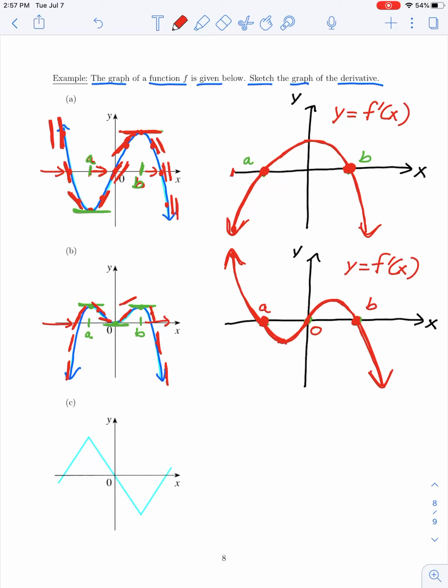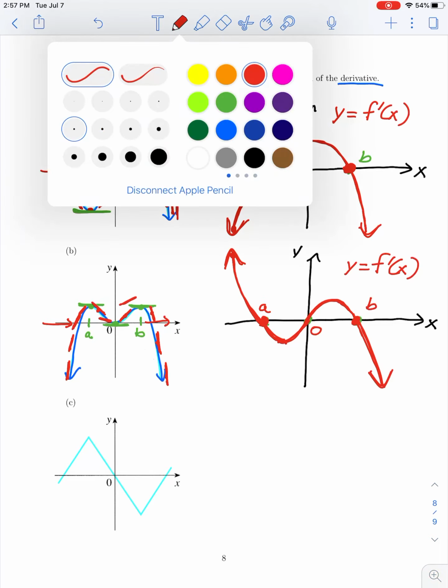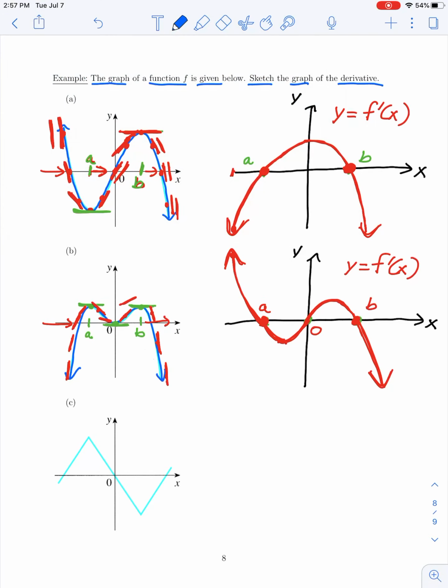So in my last part of this example, part C, we have the graph of a function which consists of these straight line segments. And when I think about how to get the graph of my derivative, well, let's look at the graph of this original function.